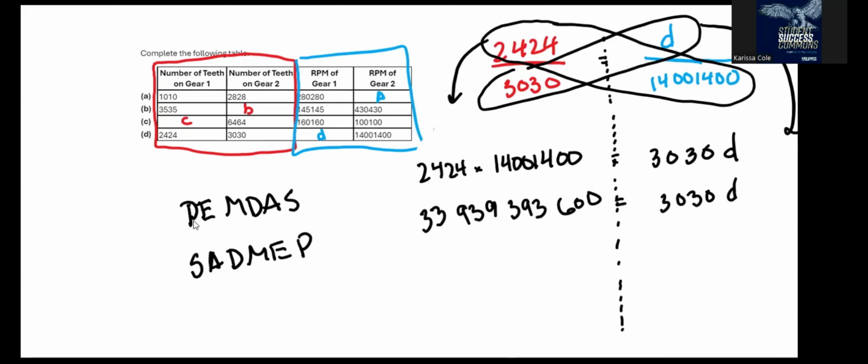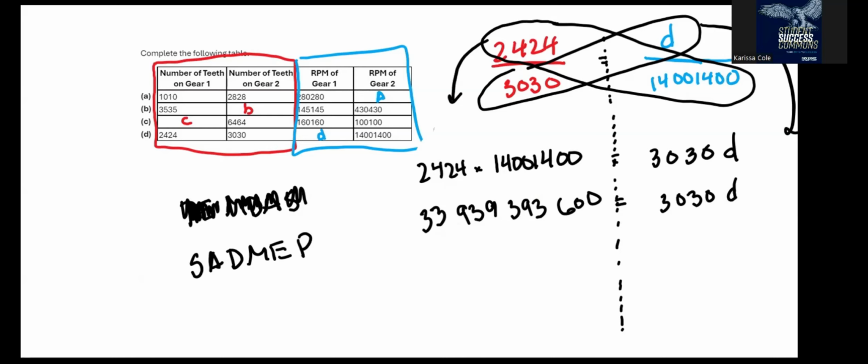Okay, so as far as PEMDAS goes, there weren't any parentheses, no exponents. We just did the multiplication. There's no division, there's no addition, there's no subtraction. The only multiplication left is technically between the 3030 and the D, but again, we can't do it because we don't know what D is. So we've done PEMDAS. We're going to move on to SADMAP.